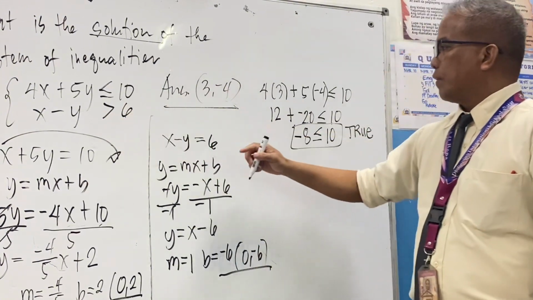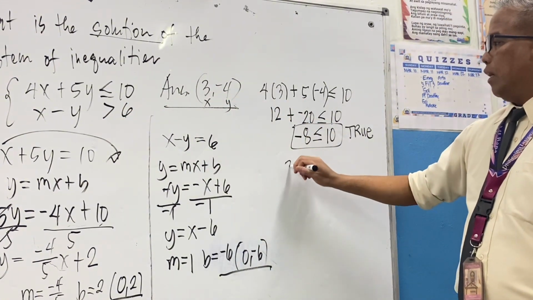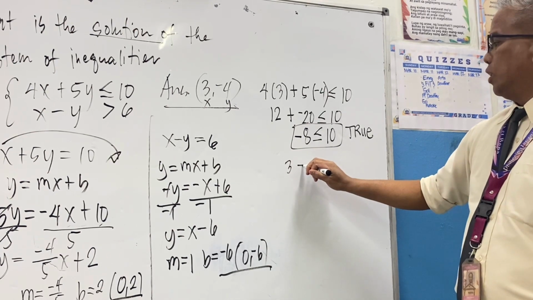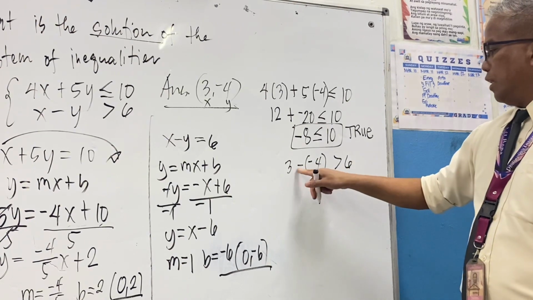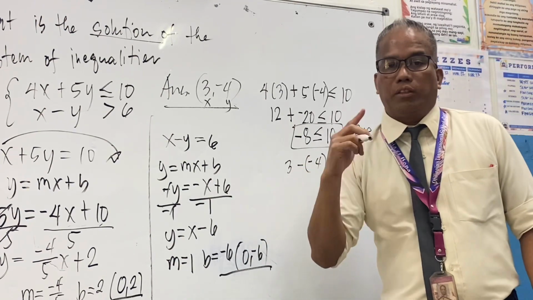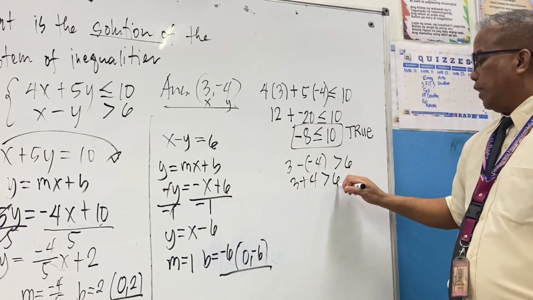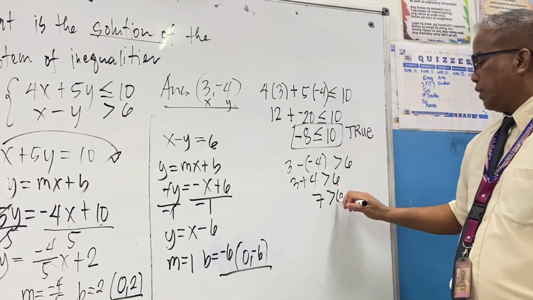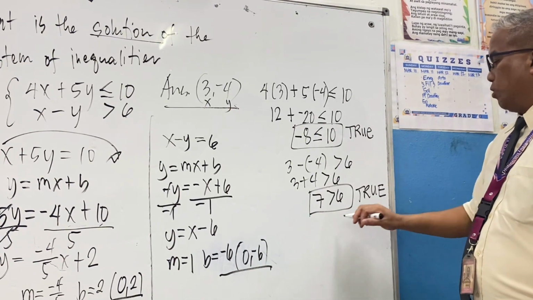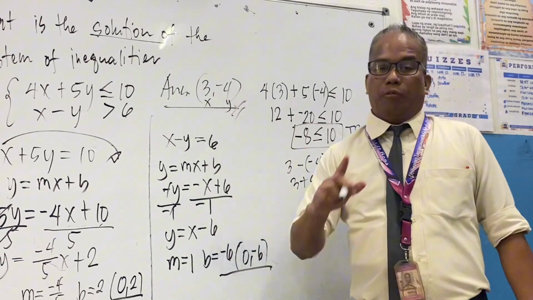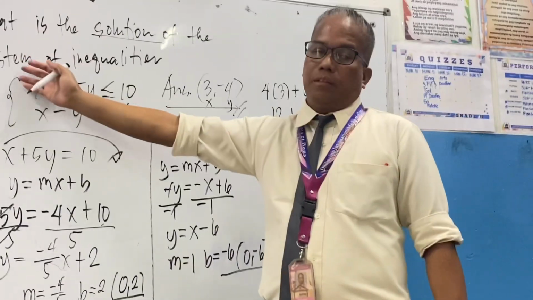How about here? This is the value of x, this is the value of y. Then 3 minus negative 4 greater than 6. Negative, negative will change to positive. So 3 plus 4 greater than 6, so 7 greater than 6. So the answer is true again, which means (3, negative 4) is one of the solutions of these inequalities.